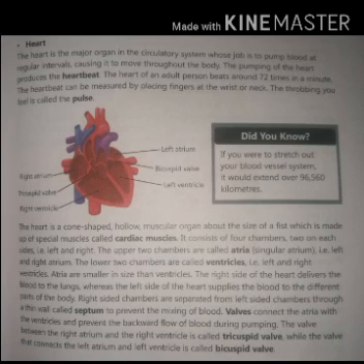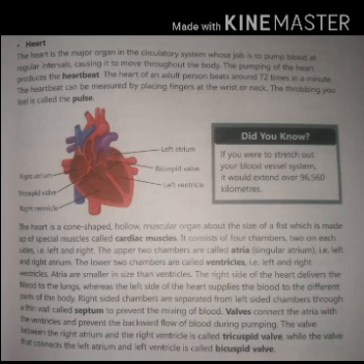Now, structure of the heart. Look at the picture. The heart is a cone-shaped hollow, means kokla. It is a muscular organ about the size of a fist, which is made of special muscle, and those special muscles are called the cardiac muscles. It consists of 4 chambers, 2 on each side, that is left and right.